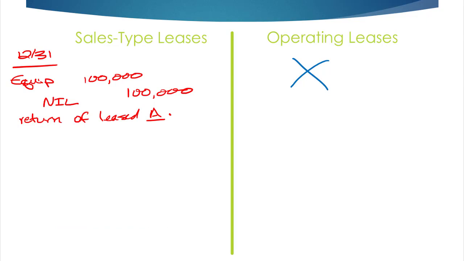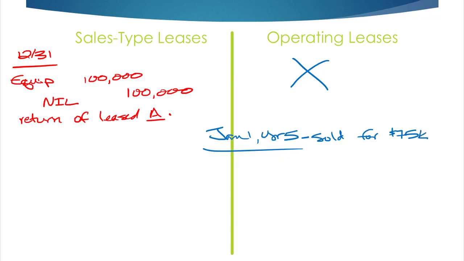Just to wrap this up, let's take a look at what this would look like when we sold it. So let's assume that on January 1st of year 5, we sold the asset for $75,000. So we got it back. We thought it was worth $100,000, but when we went to sell it, we just didn't get the money that we'd hoped for. So let's take a look. We'll do the operating lease first since we didn't have an entry for them.